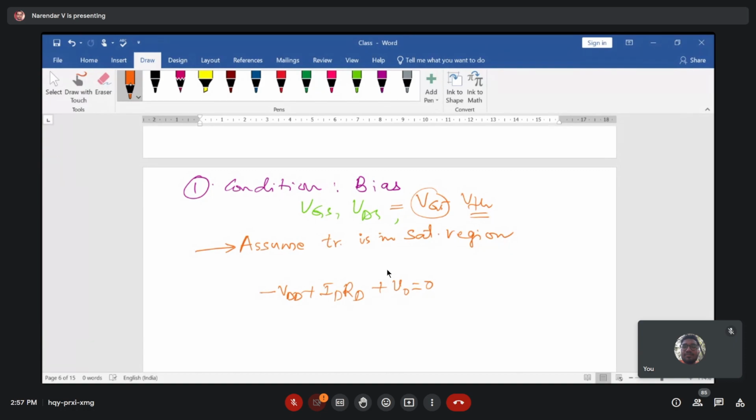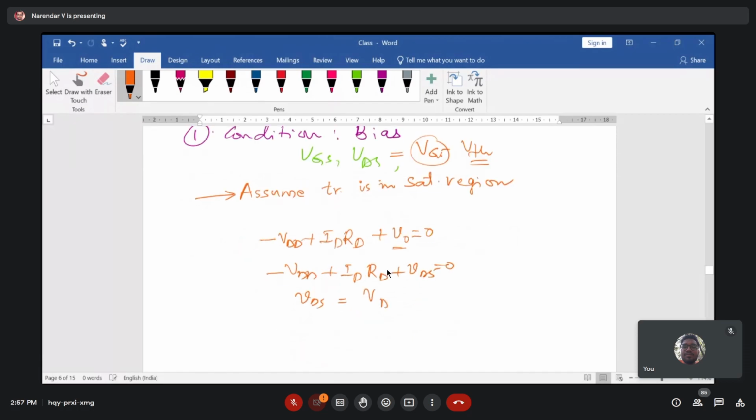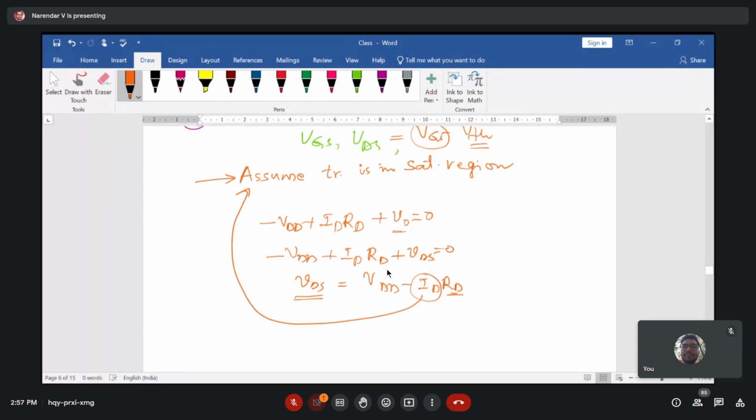So to calculate the value of V naught, which is equivalent to VDS in our case, we have VDD plus ID into RD plus VDS equal to 0. Now we calculate the VDS value, which is equivalent to VDD minus ID times RD. So to know the value of VDS from this figure and the values of resistances that are given to us, first we have to know the value of ID. That's the reason we are assuming that the transistor is in the saturation region of operation, and then we take the saturation current, ID in saturation.